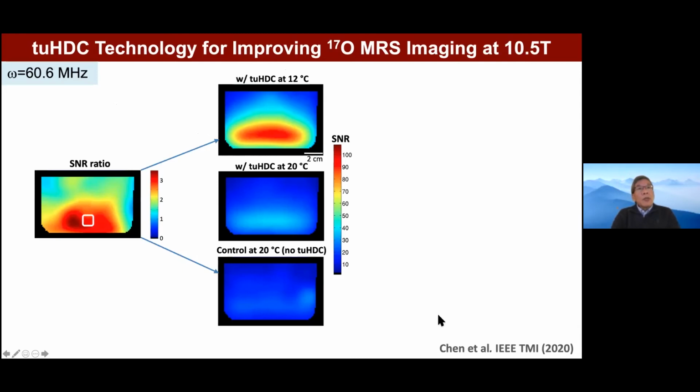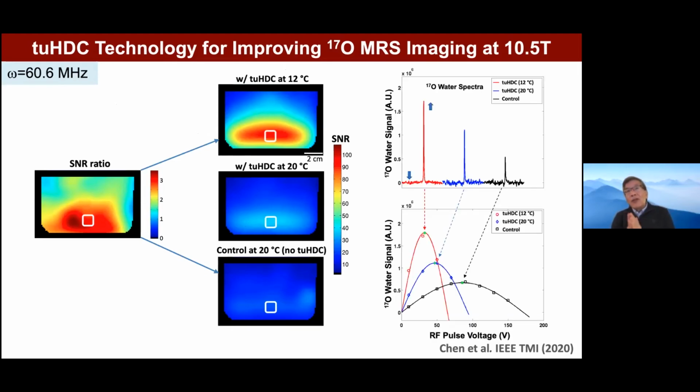So this shows the results. The first one is the signal to noise ratio at the control, that's 20 degrees without the disc. Then at the same temperature, we add the disc at the bottom of the phantom. You can see the signal to noise ratio was improved. However, if we cool this disc to 12 degrees, then the signal to noise ratio gain was much, much bigger.